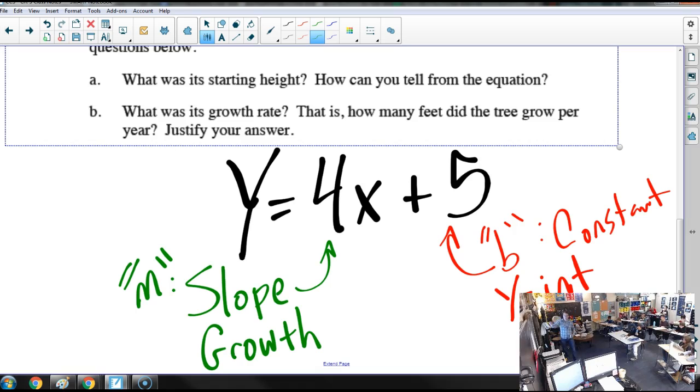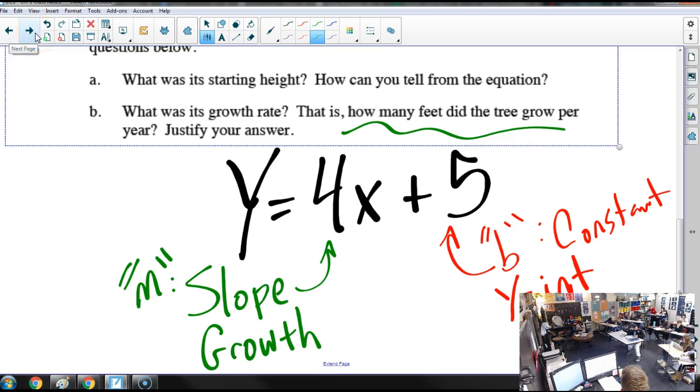So when we are asked how many feet did the tree grow per year, assuming that x is years, 4 feet per year. Now, if x was told to be months, then we'd have to change what's going on here. But normally when we talk about situations like this, our input would be years when they ask about years. Any questions on that reminder of what we had done in the last chapter?